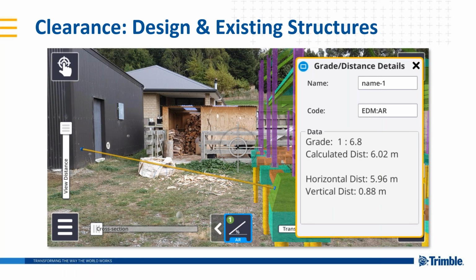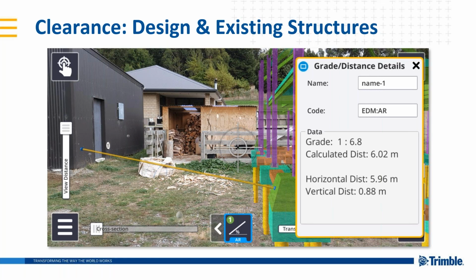And then once I've measured those 2 points, the system gives me the information that you can see there, which is the grade and the slope distance, the horizontal distance, and the vertical distance between those 2 points. So in this instance, the example could be if I've got an existing structure and a design, I can use the combination of the measurement technologies and this measure grade and distance routine to check the clearance between the proposed and the existing structure, not on a plan on my desk, but actually out on site using these measurement technologies.